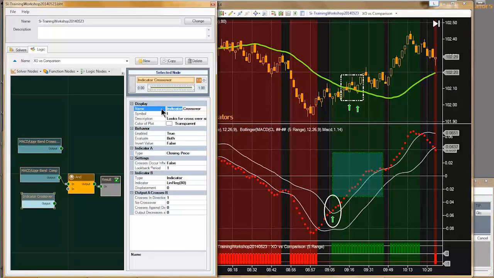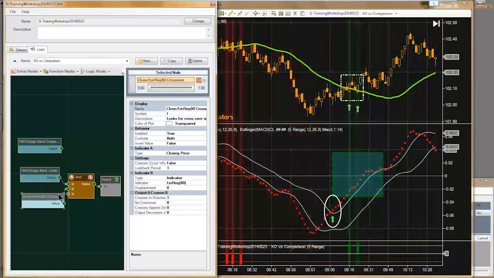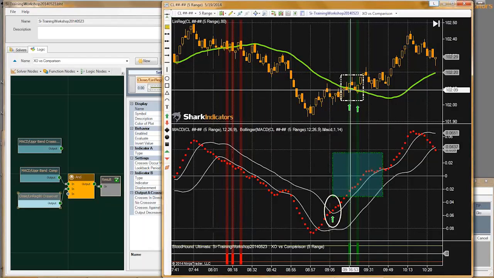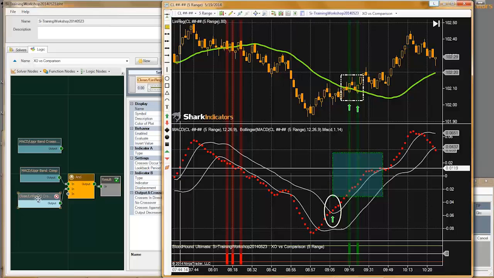So let me give this a name first. Right, so we're looking for the close to linear regression 80. And so now, if I actually plug in the signal, now we actually have some clear trade signals. So that's kind of how you decide whether you're using the crossover or the comparison.